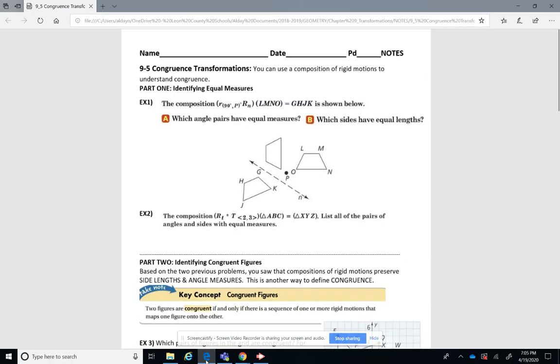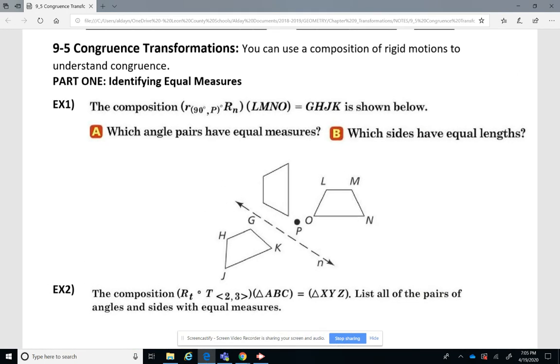All right, we're going to move on in Chapter 9 to Lesson 9.5, Congruence Transformations. If you want to open your book up, it's going to be on page 578, Congruence Transformations. Basically, you can use a composition of rigid motions to understand congruence.